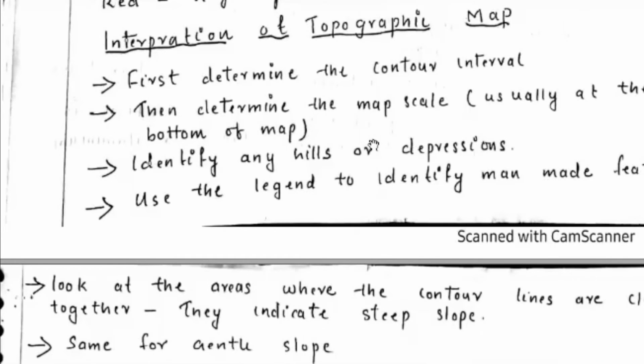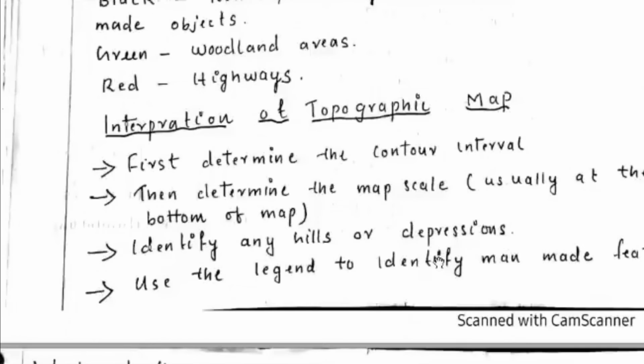Then determine what the map scale is. Usually it will be mentioned at the bottom of the map. As I said, 1 is to 25,000, or 1 is to 50,000, or 1 is to 10,000. It all depends upon the purpose of that map. Next, identify any hills or depressions. There is a skill in identifying the hills and depressions present in a map.